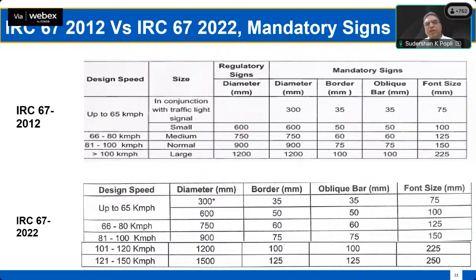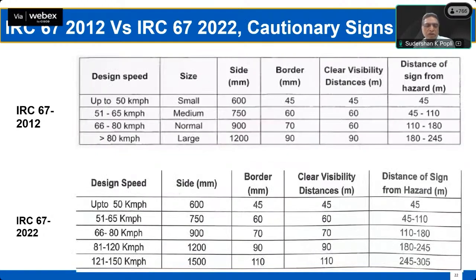I have given specifically the difference between IRC 67 2012 and 2022, because a lot of talk is being done that so many changes have come, which is not the case. As you can see, in the case of mandatory signs, except that the 121 to 150 kmph speed signs have been introduced, otherwise the signs are almost the same only. Same in the case of cautionary signs, the speed limit has been added, but no major change is there.